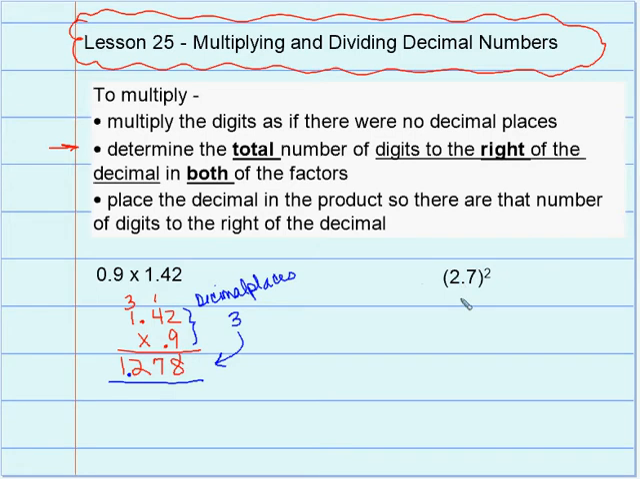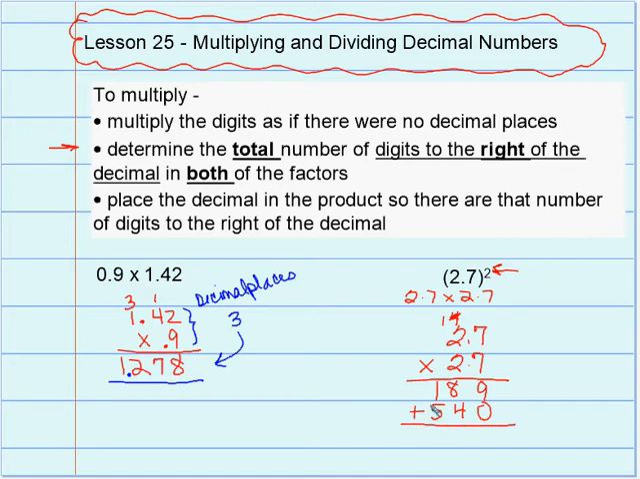This problem over here is 2 and 7/10 squared. So I need to multiply 2 and 7/10 times itself. So we're going to multiply that, 2.7, 2.7, and we're going to hit go. So 7 times 7 is 49, carry the 4, 7, 14, 18, and then you might have a 0 or a space. 2 times 7 is 14, carry the 1, 2 times 2, 4, plus the 1 is 5.